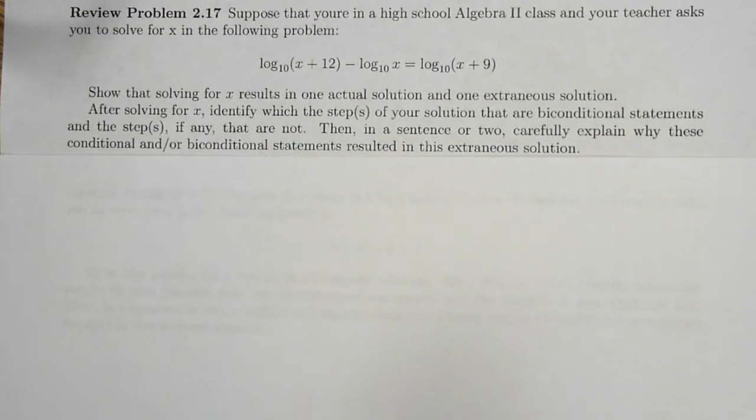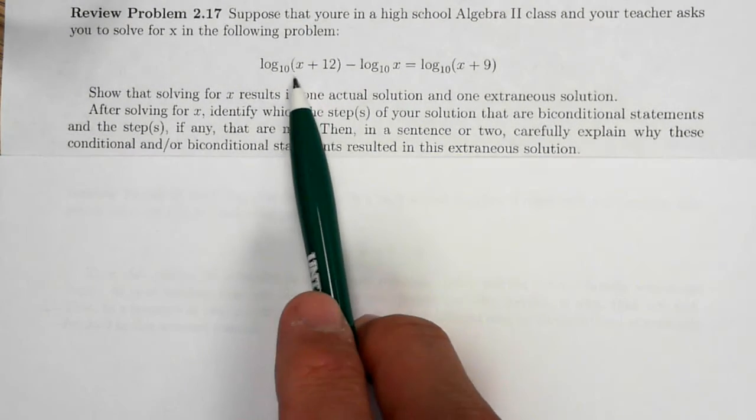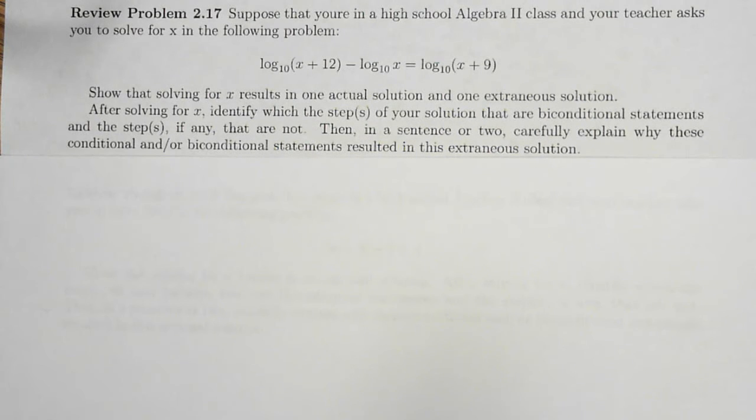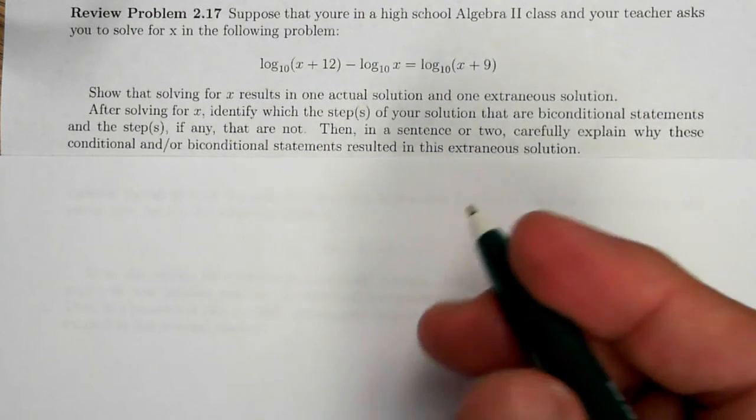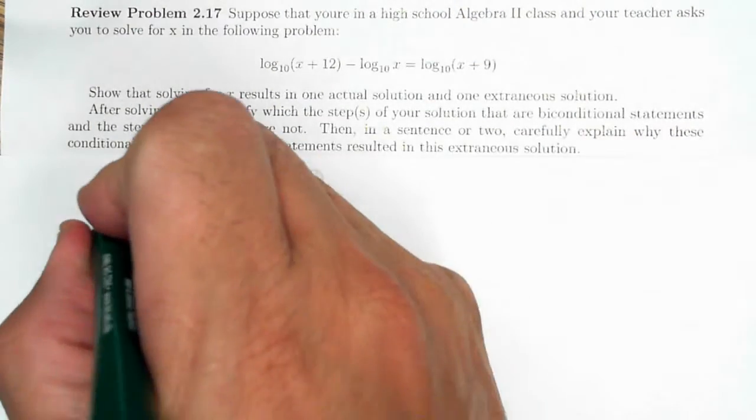Alright, let's take a look at this Algebra 2 problem. Log base 10 of x plus 12 minus log base 10 of x equals log base 10 of x plus 9. Let's solve for x. So for an Algebra 2, the first thing we would do is probably combine the logs on the left-hand side.